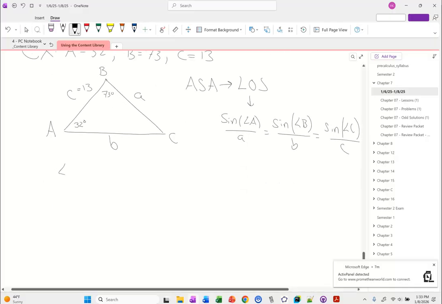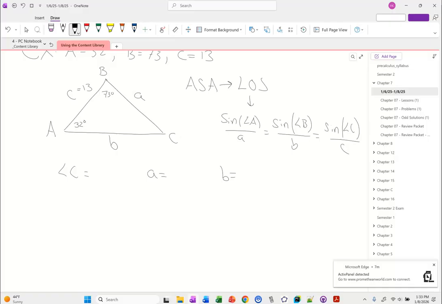So, to solve this triangle, I'm going to need to find angle C, side A, and side B. Those are the three things I'm going to need to answer before I'm finished. What's going to be the easiest thing to start with? Angle C, very good. How do I find angle C? Great. I think that gives me 75. Right, 180 minus 105. Yeah.